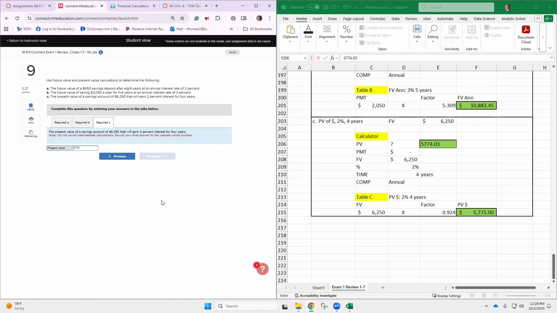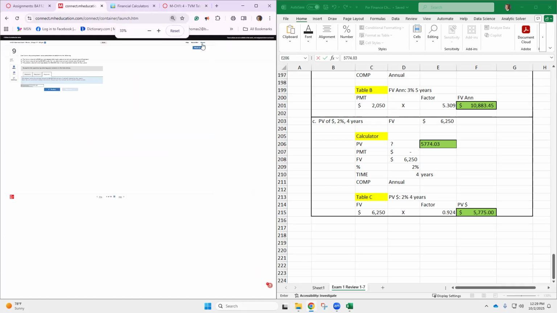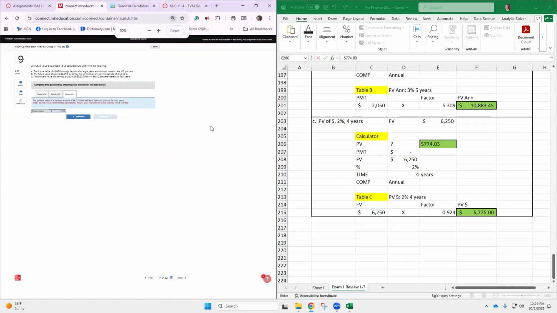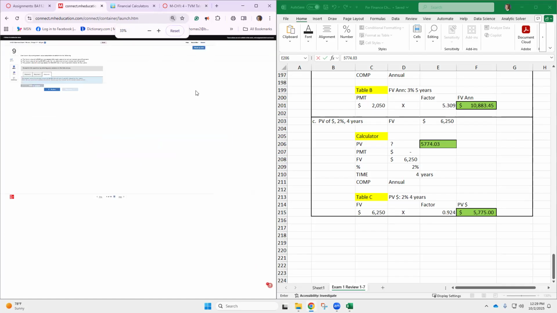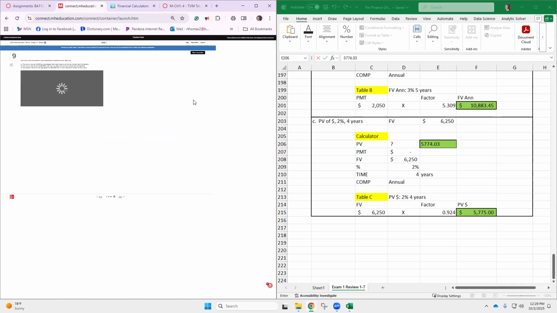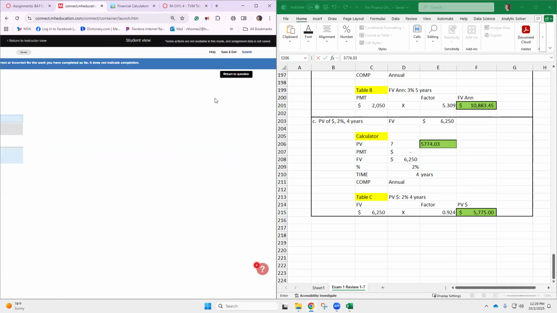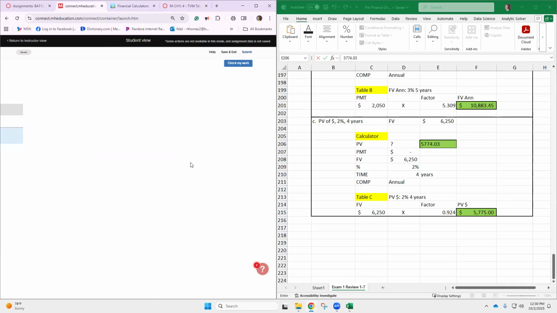5,775. Okay, that should be the amount I need to put in today at 2% for 4 years so that it will grow to my future value of $6,250. So I'm going to check my work now, make sure it's right. I think so. There it is. Okay, we're good, I think. Return to question.